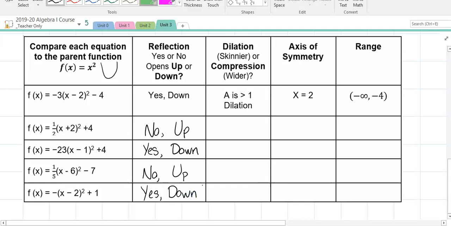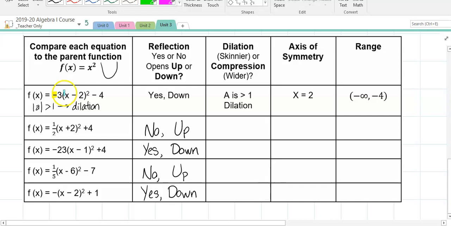Let's take a look at the dilation factor. When A is bigger than 1, it's going to get skinnier. Here, A is 3. I should say the absolute value of A. Absolute value of A greater than 1 is a dilation. So we're no longer looking at the negative sign.